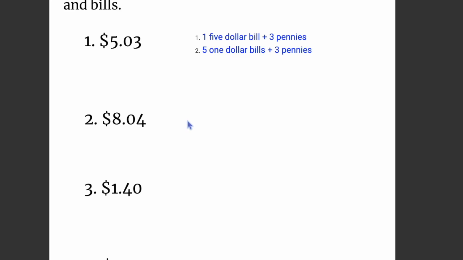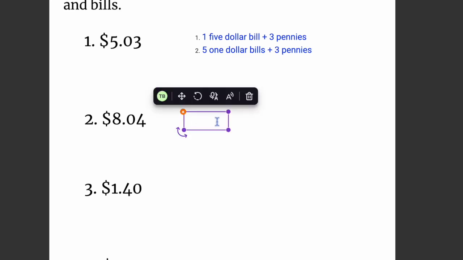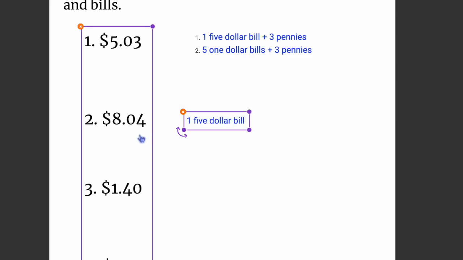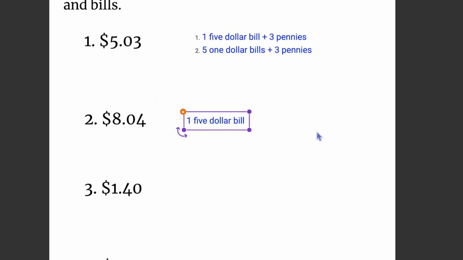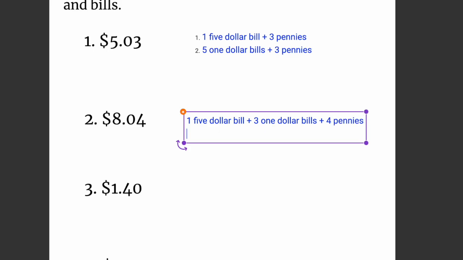Okay. Number 2, $8.04. So we can first take one $5 bill. So that gives us $3.04. We can take the dollars off by getting 3 $1 bills. And then the rest is just 4 cents, so that's 4 pennies. Another way you can do it is by getting 8 $1 bills. And that'll give us just 4 cents remaining, so 4 pennies.